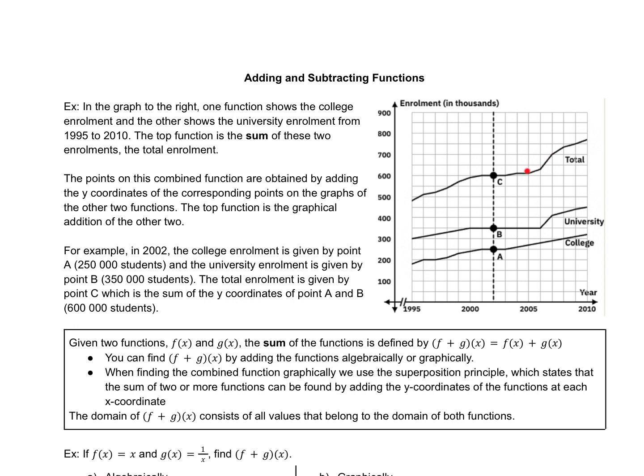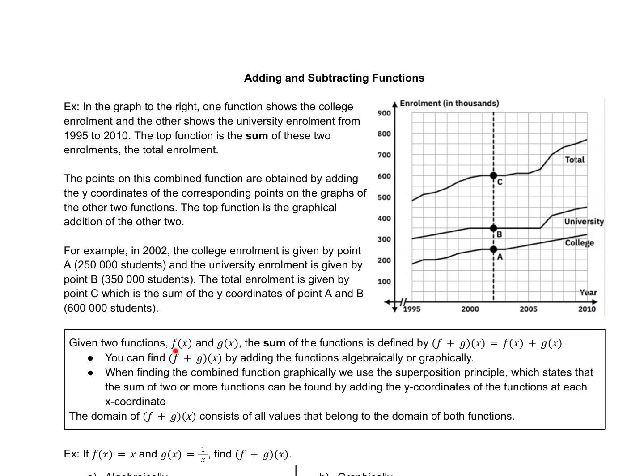The way we find this sum function is by adding the y-coordinates of the corresponding points. So for example, for the year 2002, I have a point here on the college function. It is about 250,000 students. I have the university around 350,000 students. If we add those up, that's 600,000 students, and that's exactly where the point for 2002 for the total function would be.